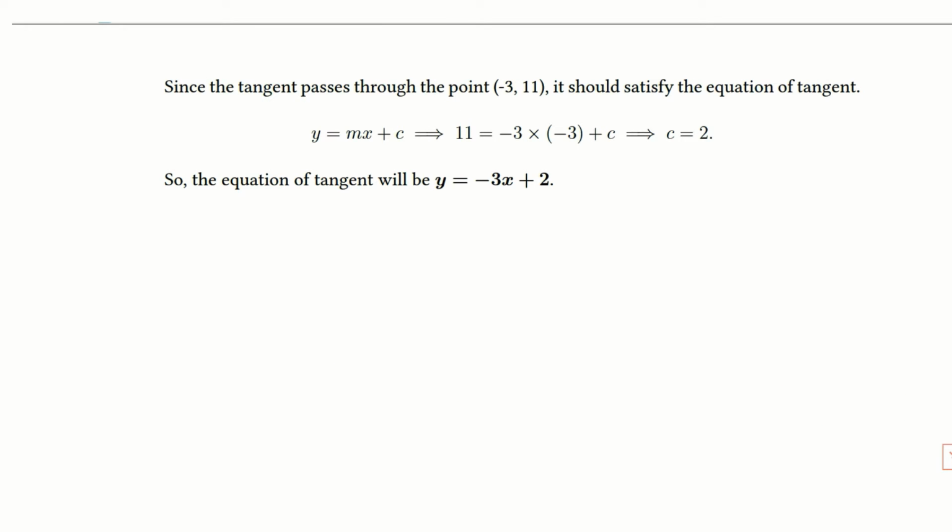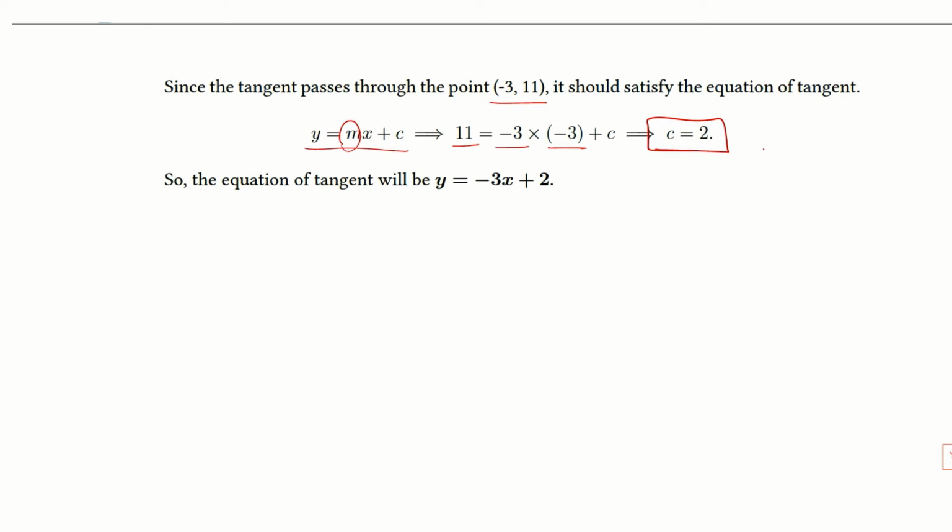Since the tangent passes through the point minus 3 comma 11, it should satisfy the tangent line. So if I substitute minus 3 comma 11 in y equals mx plus c, and I already got the value of m, y will be 11, m will be minus 3, and the x coordinate of our point is minus 3. If we substitute that, we will get c equals 2.